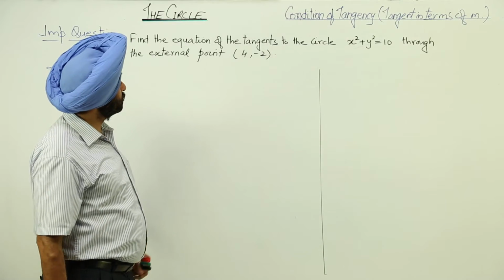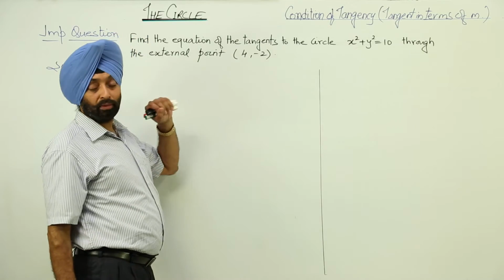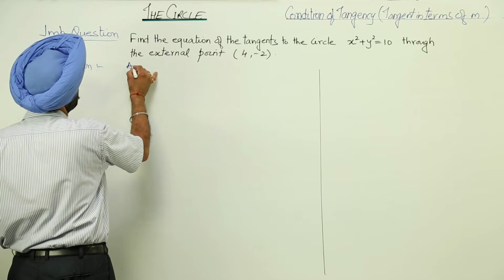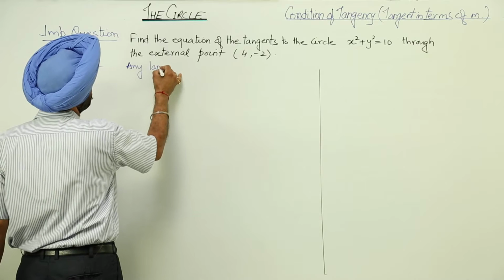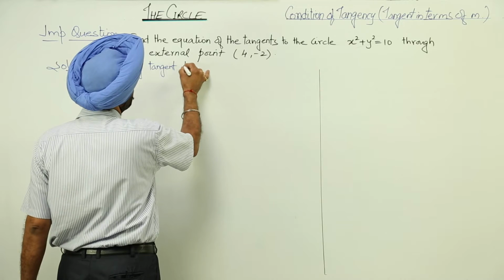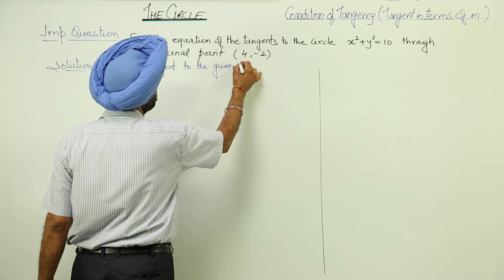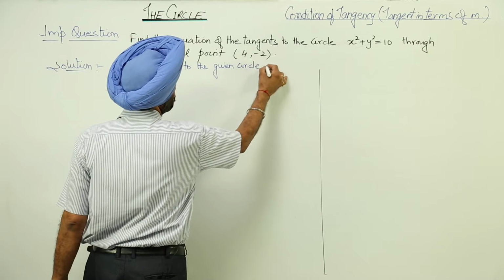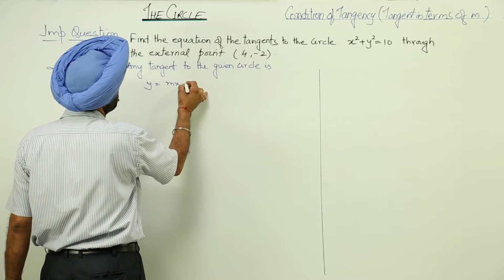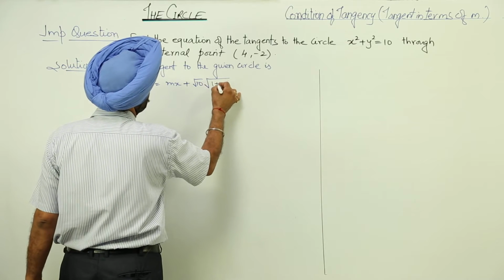Now we have to find the equation of the tangent to the circle x square plus y square is equal to 10 through the external point (4, -2). Now, any tangent to the given circle is y is equal to mx plus root 10 times root of 1 plus m square.